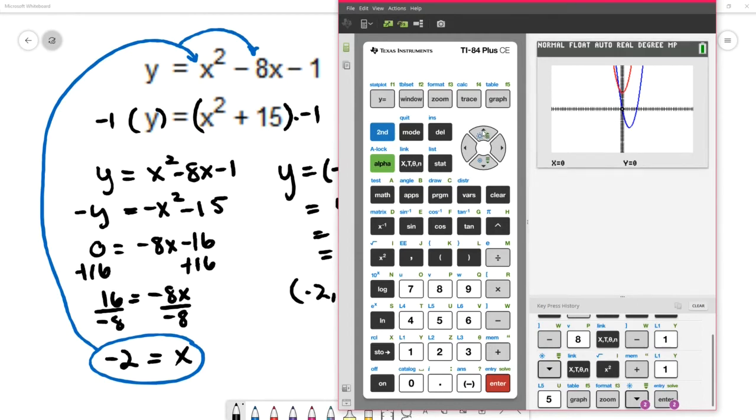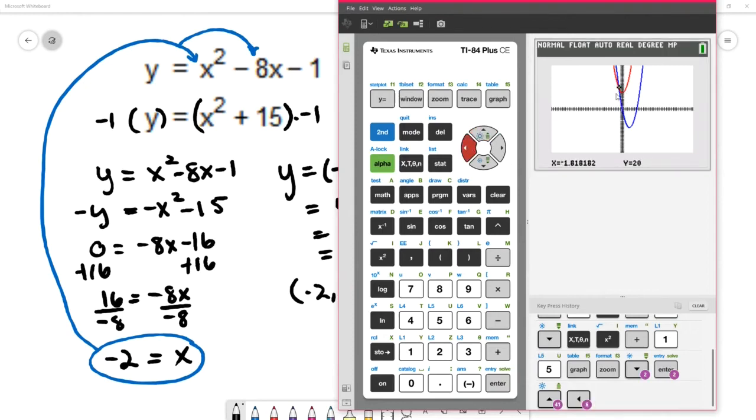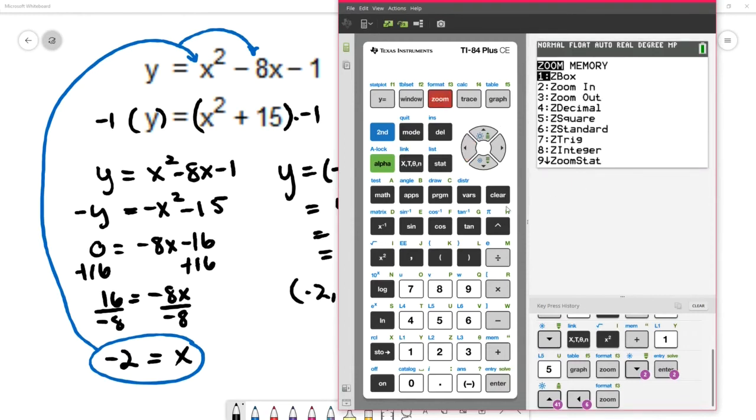And let's move our cursor closer to where the two are crossing each other. So if I move that cursor closer to where they're crossing each other, you can see I'm getting close to the answer that we got. Okay, I'm going to zoom in.